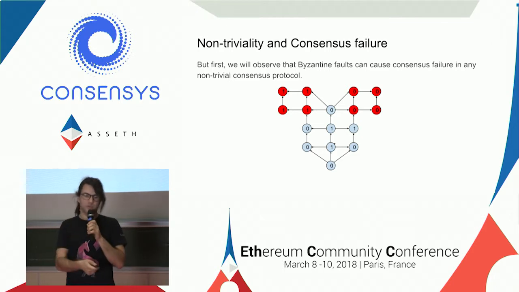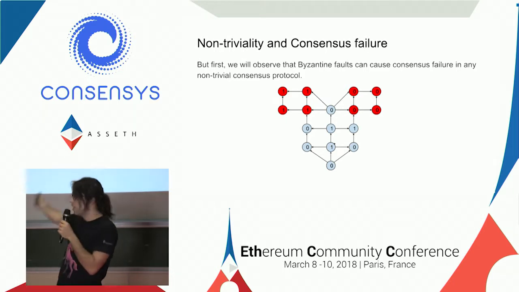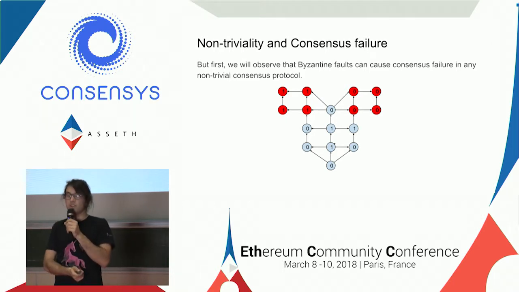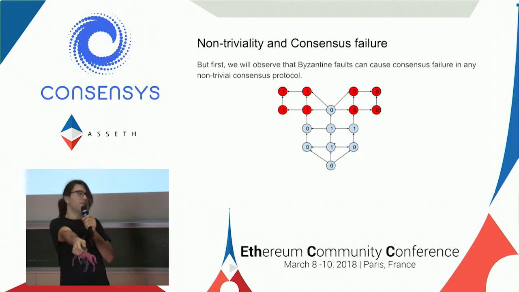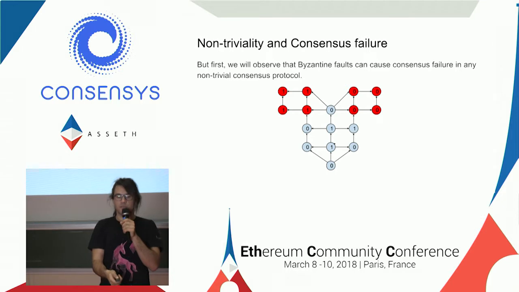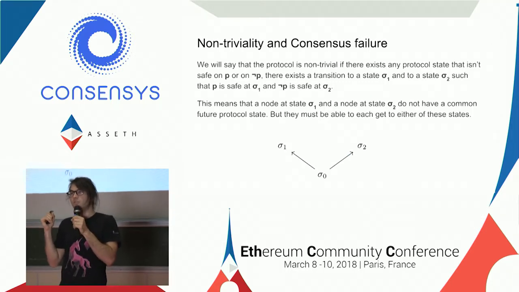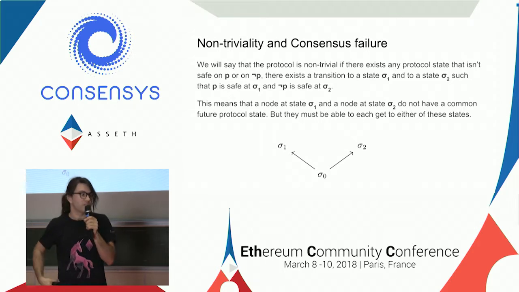And this is kind of an issue because if you're a node going through protocol state transitions here, you end up on the left and I end up on the right, then we have a consensus safety failure. And our theorem doesn't hold because we don't have a common future protocol state. So non-triviality basically means that there are some states which are safe on mutually exclusive values and that they're accessible somehow.